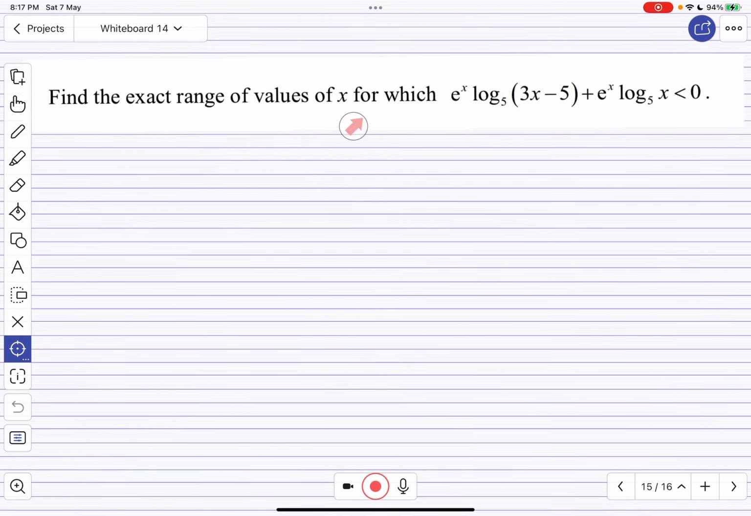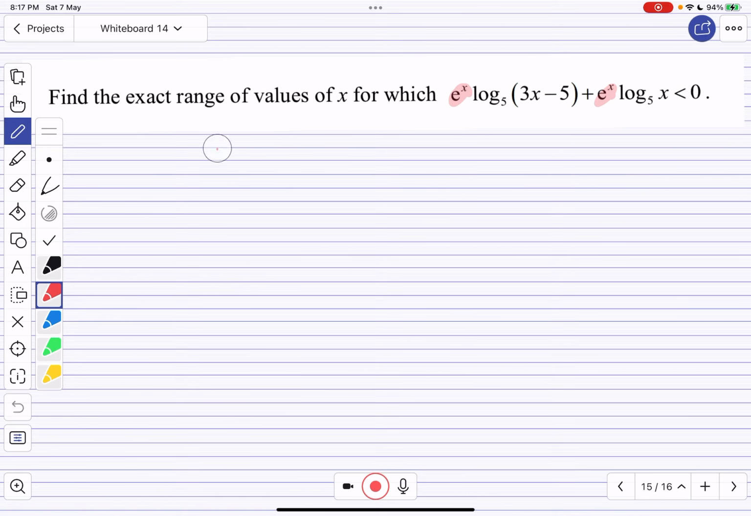Find the exact range of values of x for which e to the power of x log base 5 of (3x minus 5) plus e to the power of x log base 5 of x is less than 0. Now for this, I observe that both terms have a common factor of e to the power of x. So I'm just going to factorize out e to the power of x: log base 5 of (3x minus 5) added to log base 5 of x, to be less than 0.